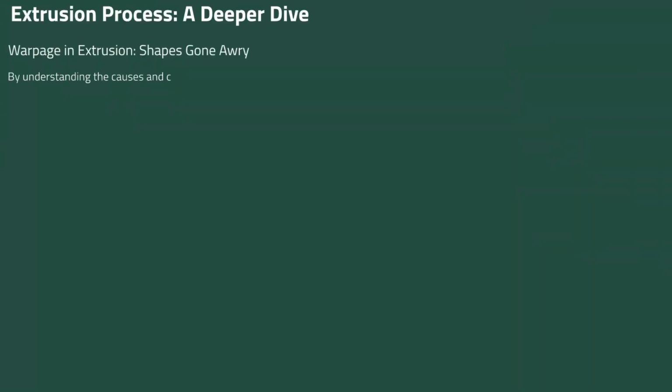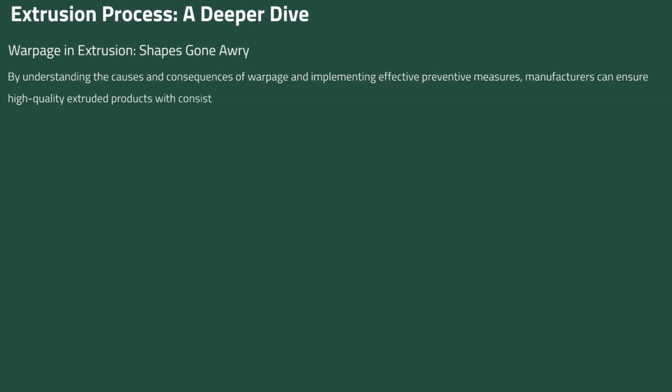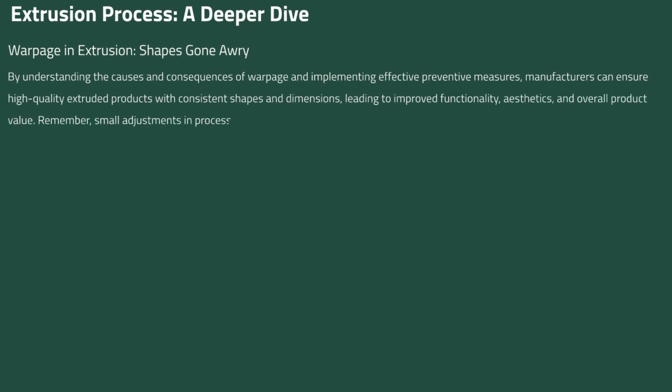By understanding the causes and consequences of warpage and implementing effective preventive measures, manufacturers can ensure high-quality extruded products with consistent shapes and dimensions, leading to improved functionality, aesthetics, and overall product value. Remember, small adjustments in process parameters and die design can often make a significant difference in achieving optimal shape stability in your extruded products.